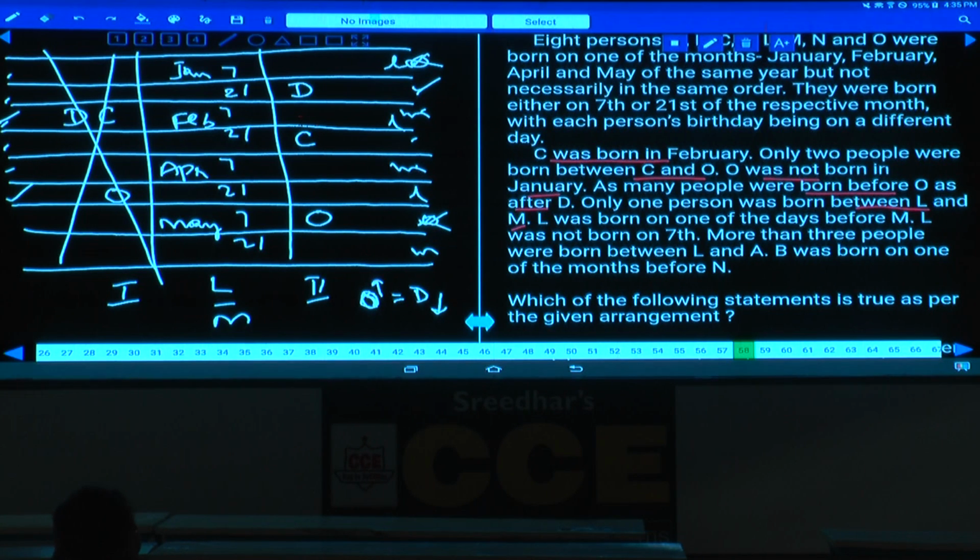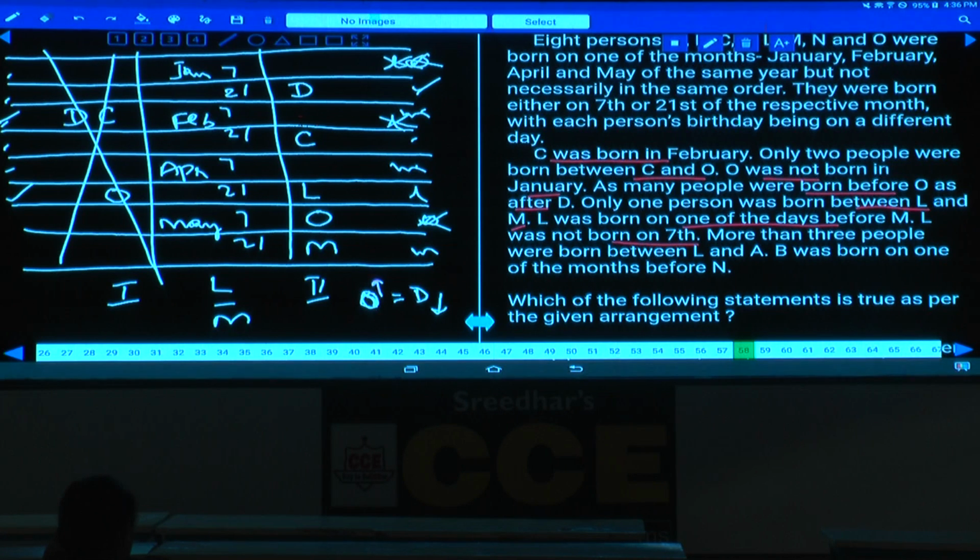Next one. L was born before M. L was not born on 7th. As L was not born on 7th, L at this place is ruled out, and L on February 7th is also ruled out. And what is the only possibility here? L must be on April 21st. If L is here, M must be here.